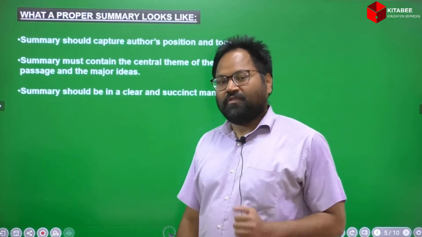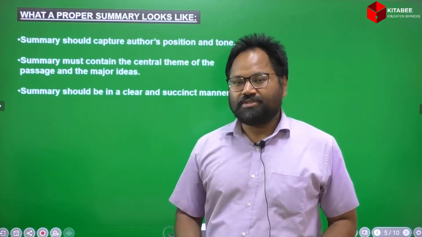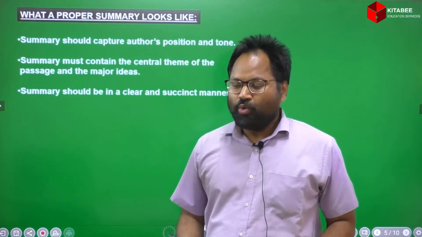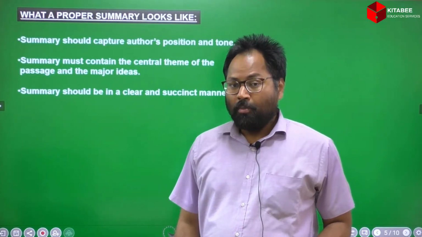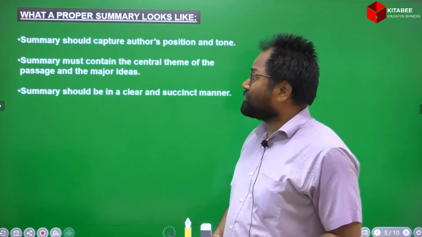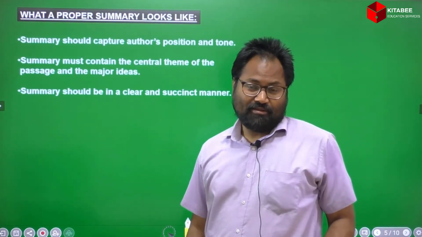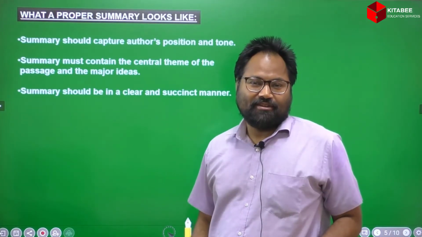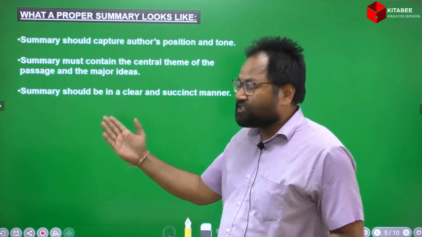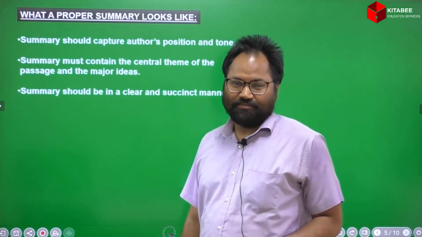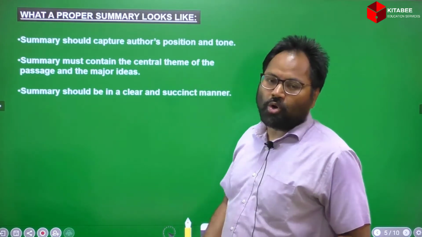Okay. First of all, when you get the paragraph and when you get the 4 options, you have to check which is the correct para summary, which is the summary of the given paragraph. But for that, we have to understand what a proper summary looks like. Then we can get to the correct option. So let's understand these 3 points. Summary should capture the author's position and tone.